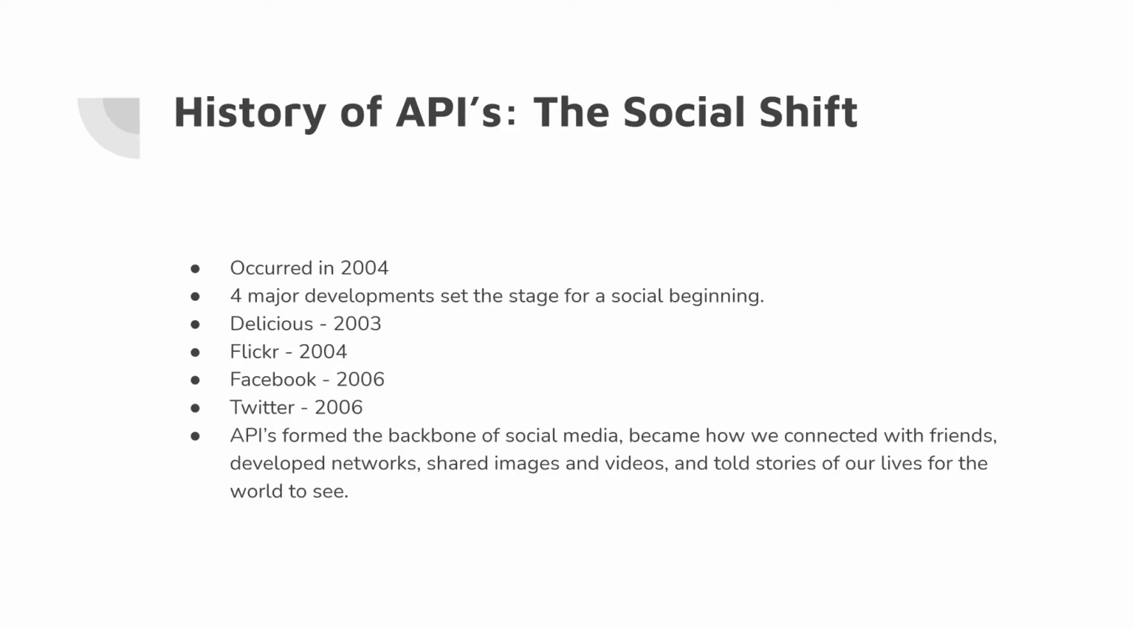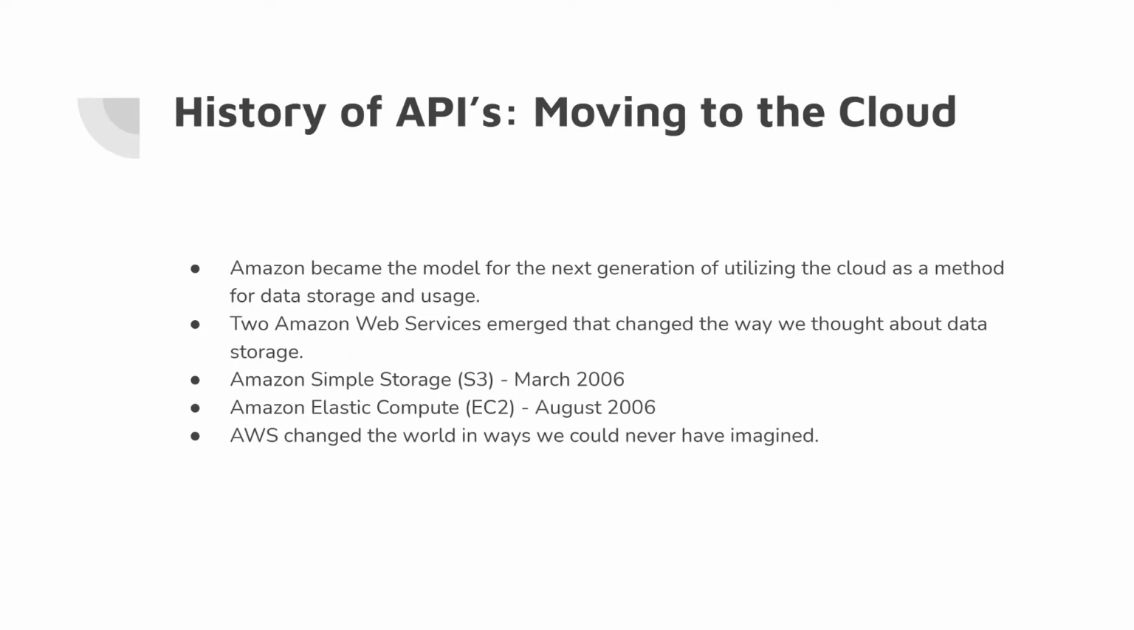Facebook and Twitter dominated, all while relying heavily on their communities, third-party developers, and advocates to expand their reach, grow their audience, and set the stage for a new generation of social influence powered by APIs.